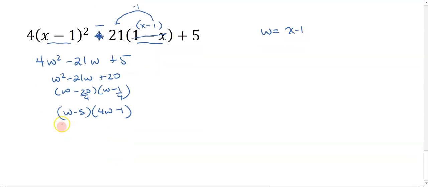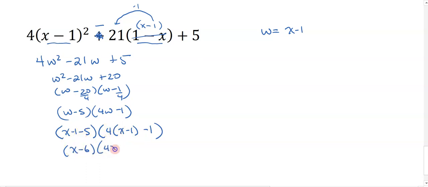Now I know w is x minus 1, so I'm going to substitute x minus 1 in place of w. So I have w minus 5, and then I have 4 times w, using brackets when it's multiplication. And now I need to collect like terms and use the distributive law. This is going to give me x minus 6. This is going to give me 4x minus 4 minus 1, and so I'm going to get x minus 6 and 4x minus 5. Right? I can't factor, I can't factor.